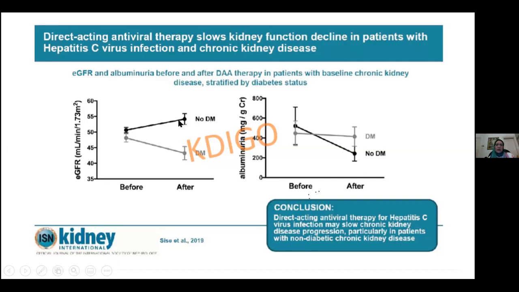Whereas in the diabetic patients, there is still a decline, but not to the extent that it used to be before treatment. And if you look at the albuminuria, there is a reduction in albuminuria again in the non-diabetic as compared to the diabetic. In diabetic, there was still a reduction, but it was a milder reduction. And the conclusion was that directly acting antiviral therapy for HCV may slow chronic kidney disease progression, particularly in patients with non-diabetic chronic kidney disease. And this has been published in Kidney International in January 2020.